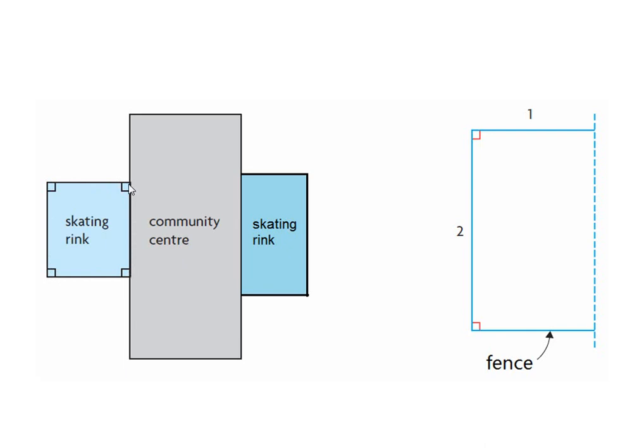So you only enclose 3 sides. This side is not enclosed, because it is attached to your community center. So you enclose 3 sides. If you have to enclose 3 sides, then do you enclose a square in order to get the greatest area? No, actually no. Now a square is not the best.